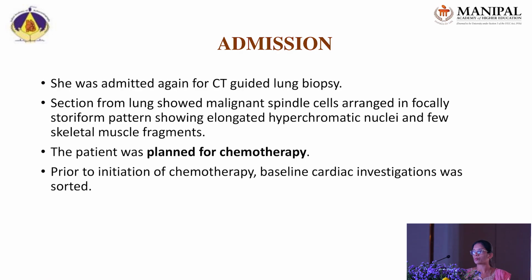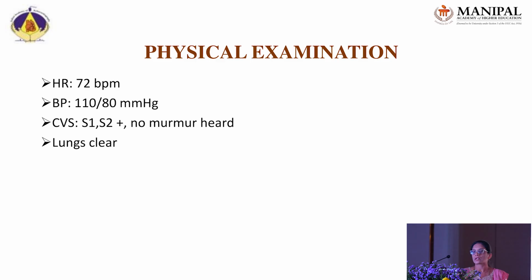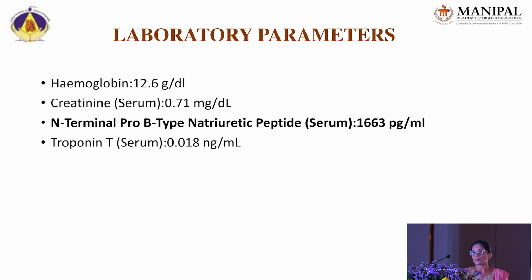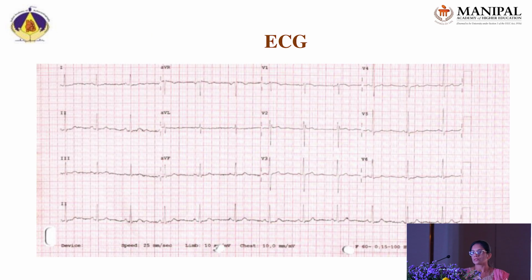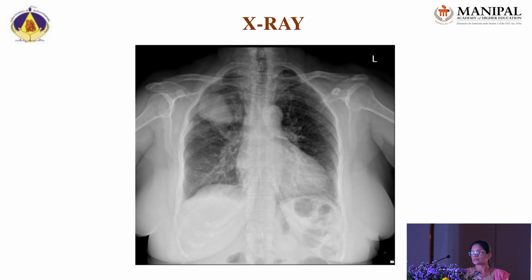Prior to initiation of chemotherapy, baseline cardiac investigations were done. On physical examination, heart rate was 72 beats per minute and BP was 110/80 mmHg. These are the laboratory parameters. And the ECG showed sinus rhythm. There were no ST-T changes. This is the X-ray. X-ray showed pulmonary venous markings appeared prominent.